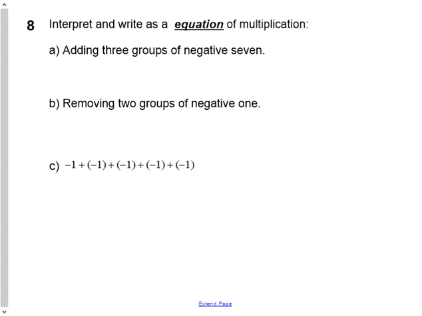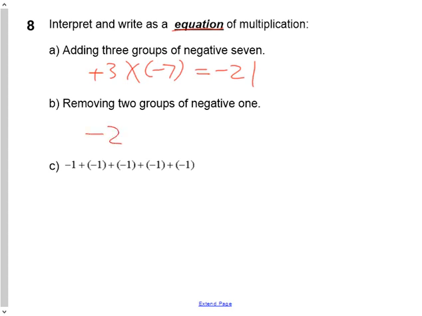Question 8 says, interpret and write as an equation of multiplication, adding 3 groups of -7. We want to make an equation here, so adding 3 groups of -7. What is the product of those two? Well, 3 times 7 is 21, and different signs using my sign rules would be a -21.